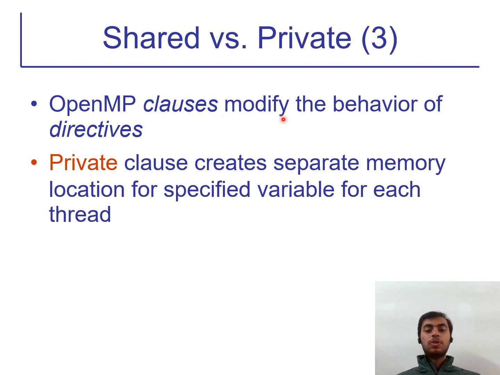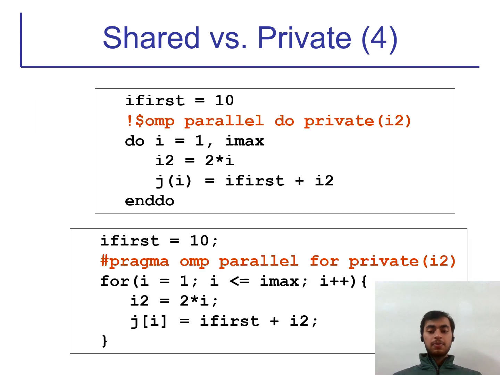OpenMP clauses modify the behavior of directives. The private clause creates a separate memory location for the specified variable for each thread.